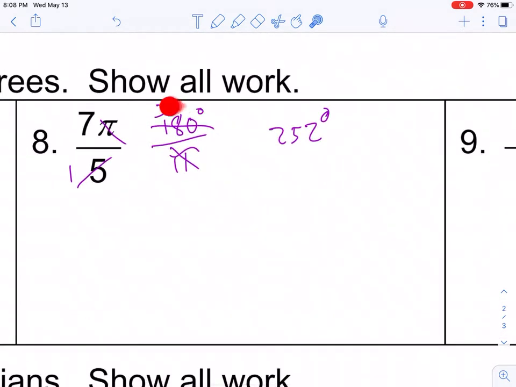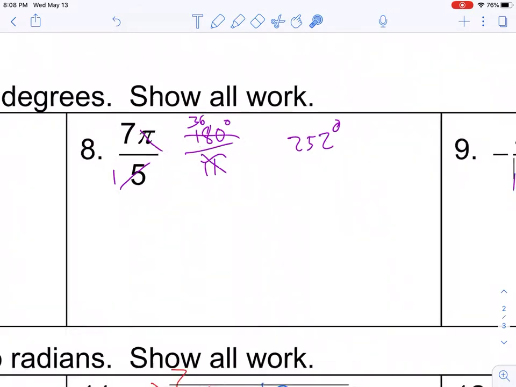Again, 180 over pi. So I cross-cancel. 5 and 180 cross-canceled to give me 36. Pi's canceled, and 7 times 36 is 252 degrees.